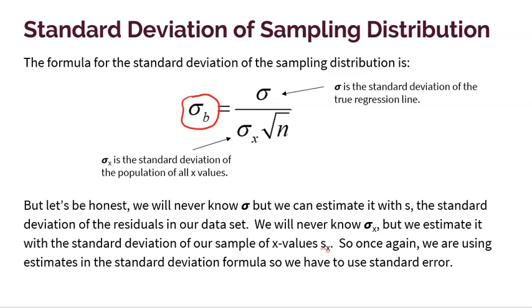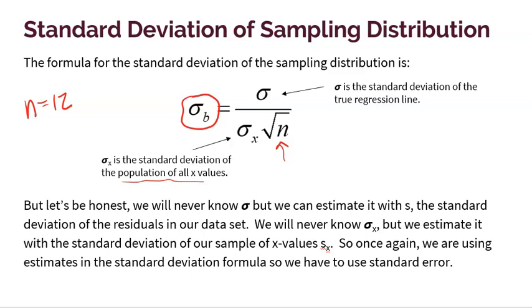Down in the denominator, we see our square root of n, as we have seen before, but now we also have to multiply it by the standard deviation of the population of all x values. Once again, we're not going to know the standard deviation of the population of all x values. Typically, all we have is our data. Let's just say we have our 12 data points.